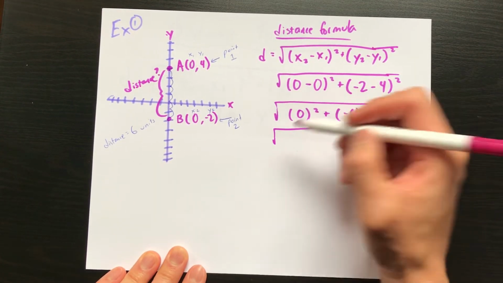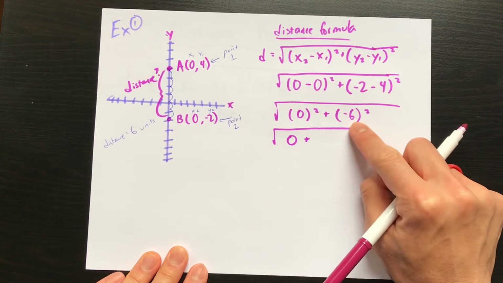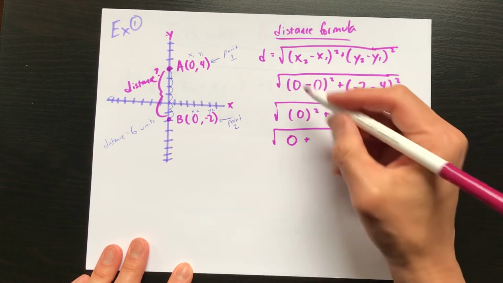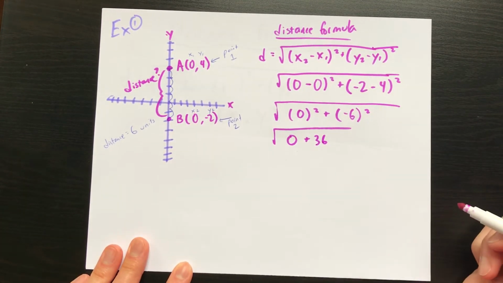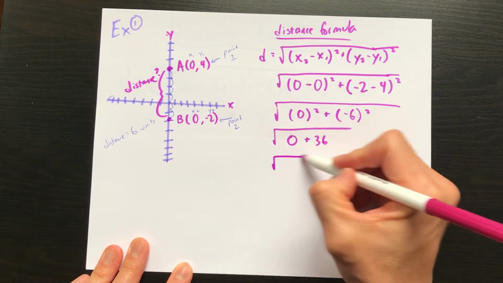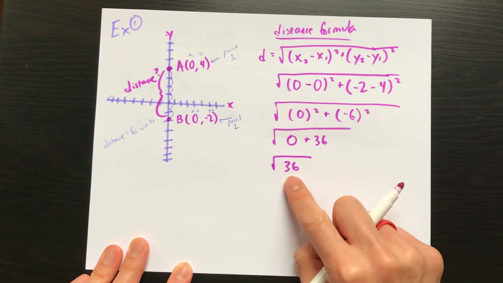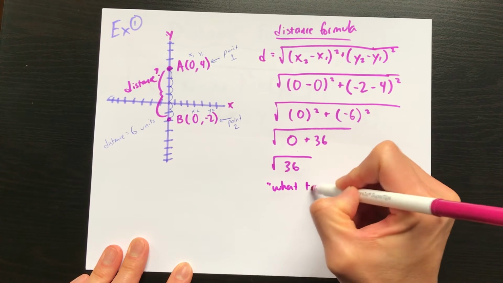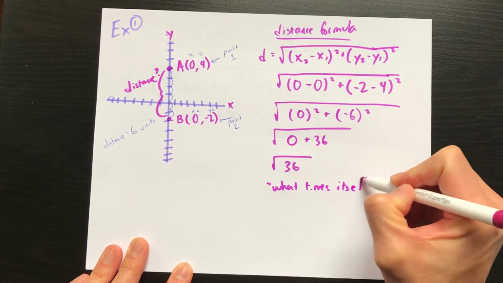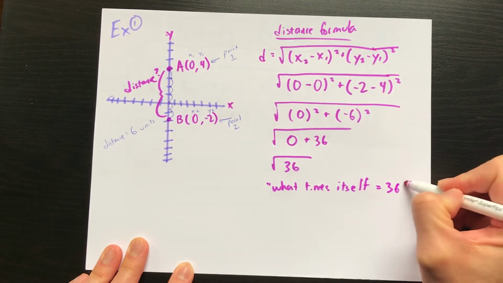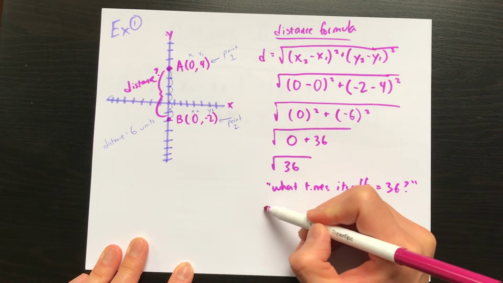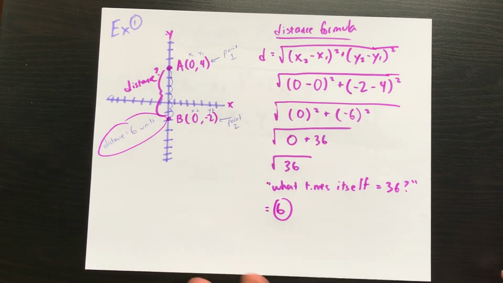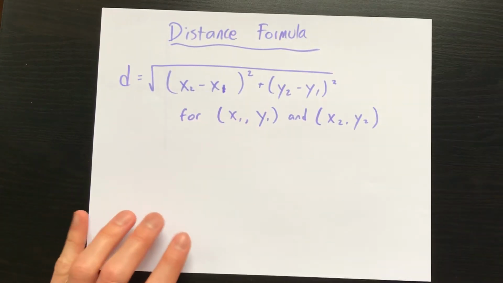0 squared, 0 times 0, is just 0. Plus -6 times -6. Remember that a negative times a negative comes out to a positive, so it would be 36. 0 plus 36 comes out to 36. Then do you remember the square root of 36? Basically you're asking yourself, what times itself equals 36? This would just be 6. Notice how this answer is the same as this answer right here. This is an easy version, but I want to review the distance formula with you.